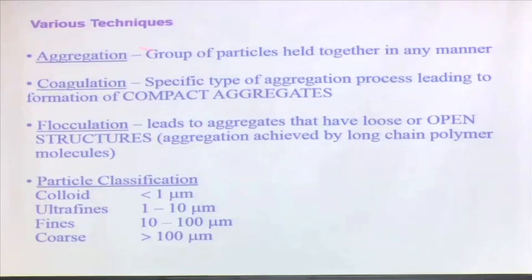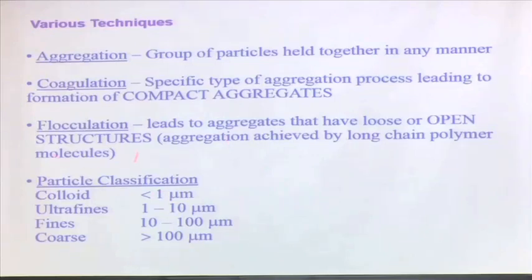One is called aggregation, that is a group of particles held together in any manner, which is basically the size enlargement process. Okay. Then we have coagulation, a specific type of aggregation process leading to formation of compact aggregates. Then flocculation, where you are changing the structures, and then you have a size enlargement process.